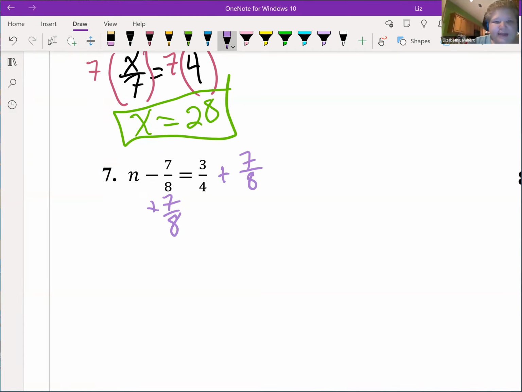In order to add these two fractions, we need a common denominator. Now, the good news is I can turn 4 into 8 by doubling it. So I'm going to multiply 3/4, double it, multiply the top and the bottom by 2. And that gives us 6/8 plus 7/8. 6 plus 7 is 13, so we have 13/8.